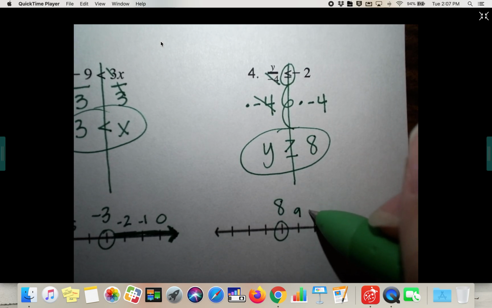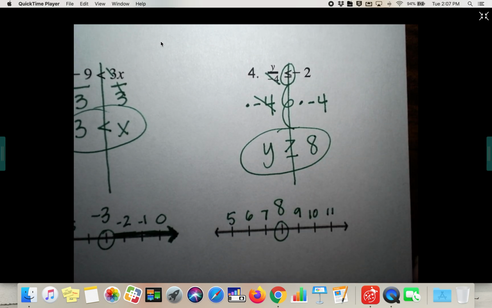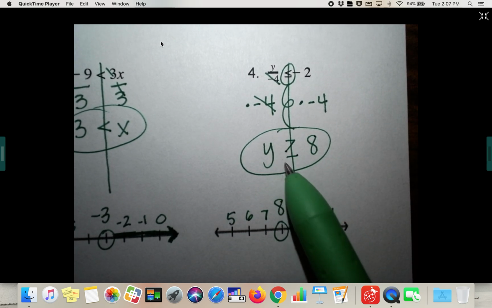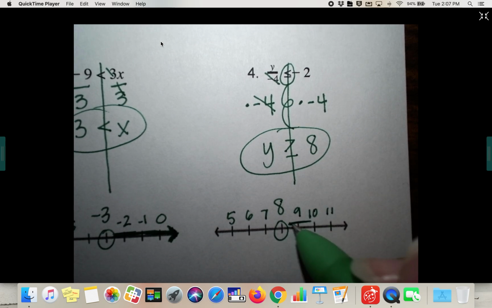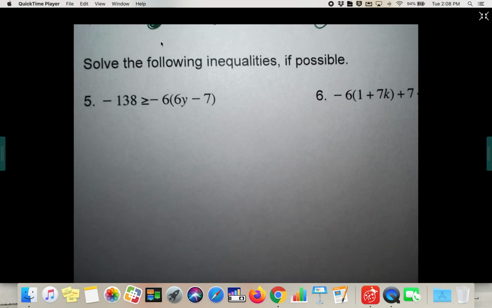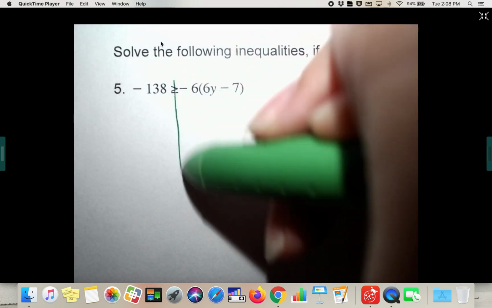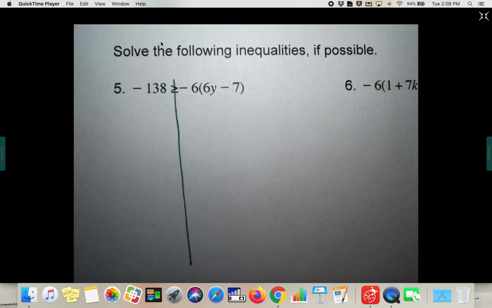8, 9, 10, 11, 7, 6, 5. Y is greater than or equal to 8, so greater than is to the right. Or equal to means it could be exactly 8 itself. All right, number 5, solve the following inequalities if possible. That means some of them might be a no solution. So we're not sure if it's possible until after we try it.